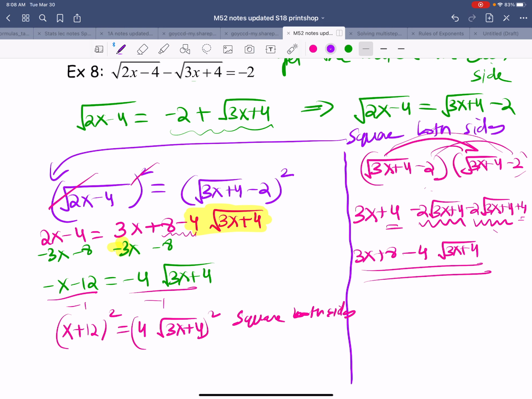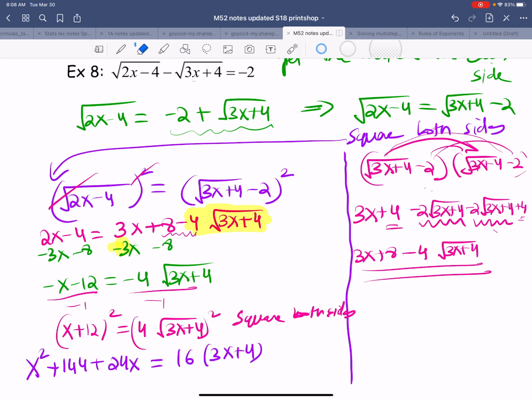Again, squaring the binomial, be extra careful. Don't rush and say that this is going to be x squared plus 144. There's going to be another term, 24x, okay? On the other side, when I square, it would be 16 times 3x plus 4, because 4 gets squared, becomes 16. And the square root of 3x plus 4, square root and square will cancel each other.